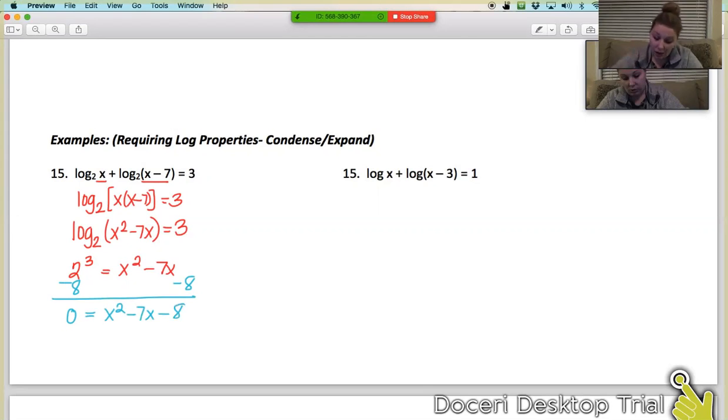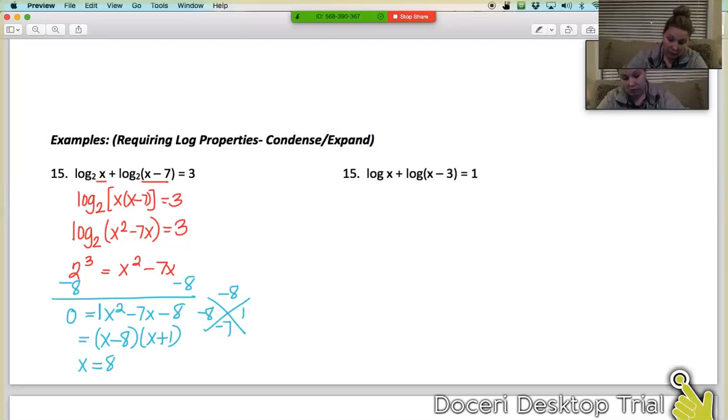And so now I want to see if this is factorable. Does anything multiply to negative 8 and add to negative 7? Luckily it does. So we get negative 8 and positive 1. And since a is equal to 1 here, that means that our factors are x minus 8 and x plus 1. And that means that our possible solutions are x equals positive 8 and x equals negative 1. But now remember, we need to check.